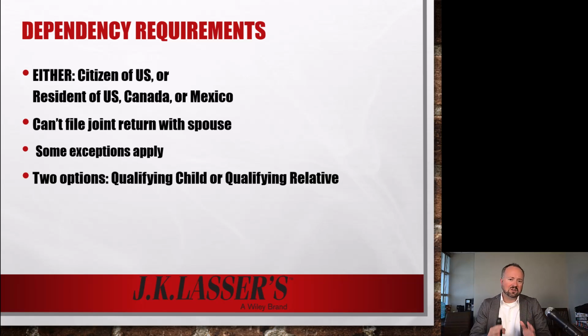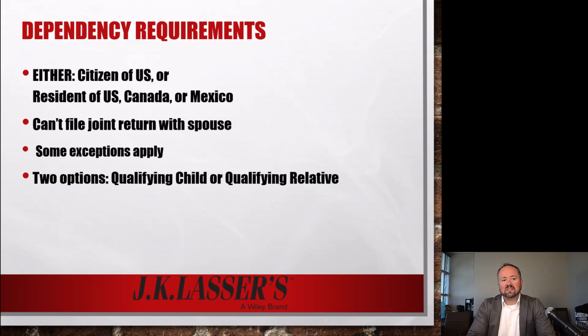The first requirement of being a dependent is that the individual potentially being claimed as a dependent must be a citizen of the United States or a resident of the United States, Canada, or Mexico. That's really important, right? Because this can't be somebody that is not in the US, Canada, or Mexico. Perhaps somebody immigrated from Europe. This wouldn't necessarily apply to them.